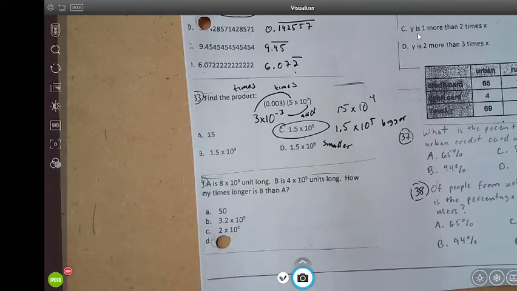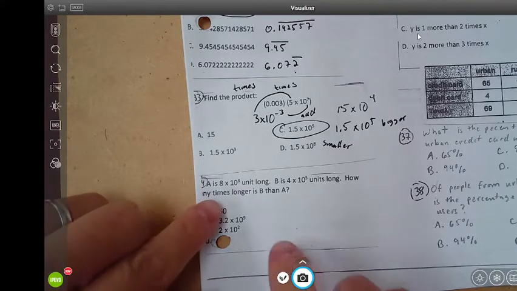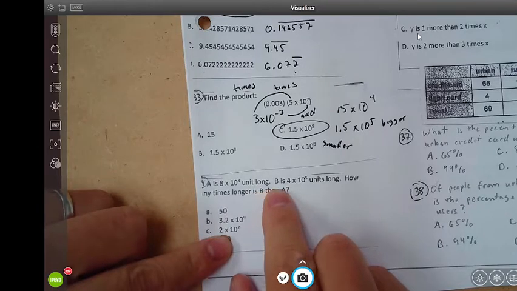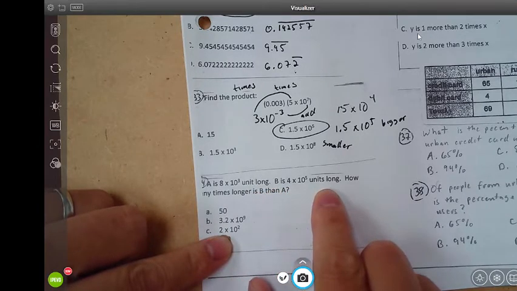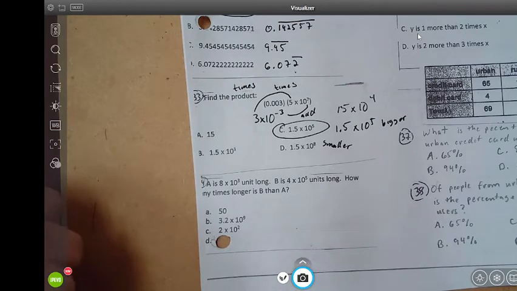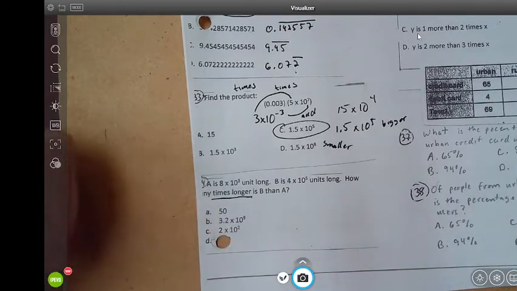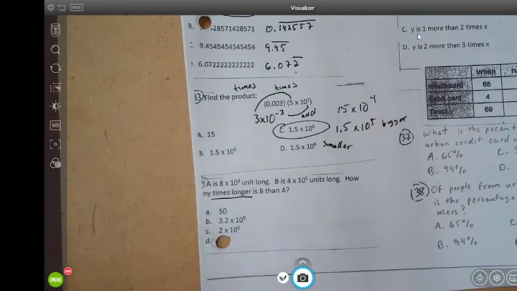Okay, number 34. A is 8 times 10 to the third units long. B is 4 times 10 to the fifth units long. How many times longer is B than A? How many times longer is one thing than the other? We're going to divide. How many times bigger is 10 than 2? It's 5 times bigger. How do you get 5 from 10 and 2? You divide, right? 10 is 5 times bigger than 2. So we're going to have to divide these.